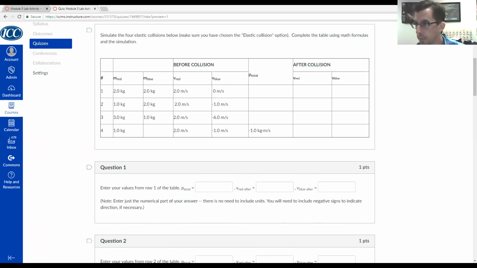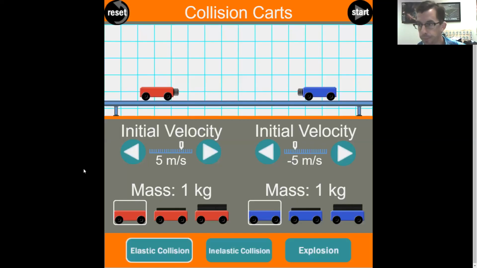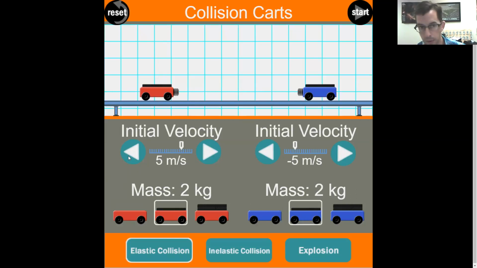Now I'm sharing my simulation screen. If you recall, we wanted the mass of the red truck or cart to be 2. You can choose your different masses right here, so I'm going to set that to be 2. My blue truck is supposed to be 2. The velocity of my red truck is supposed to be positive 2 meters per second, and that means going to the right. I still want to be going to the right, positive 2.